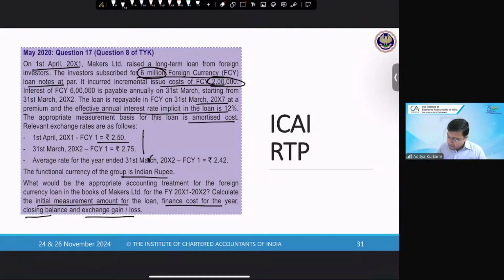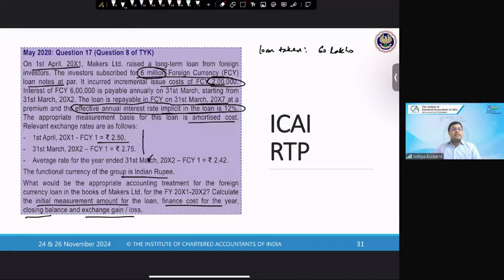The effective annual interest rate implicit in the loan is 12%. What is the meaning of effective annual interest rate? Is it different from the regular interest that the banks charge? Okay, see, normally I have taken a loan worth how much? What is the loan amount? 60 million, sorry, 6 million, that is 60 lakhs.